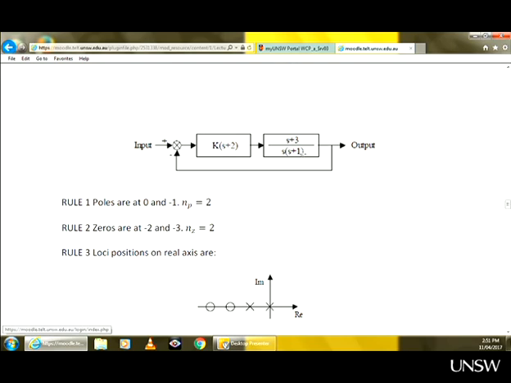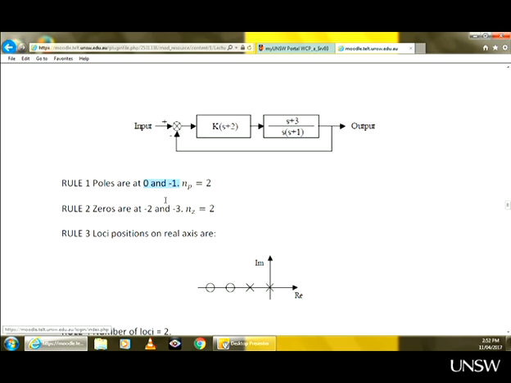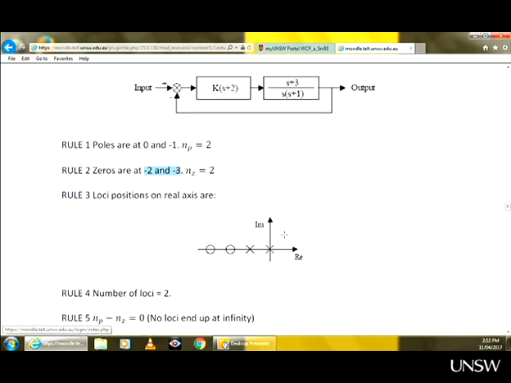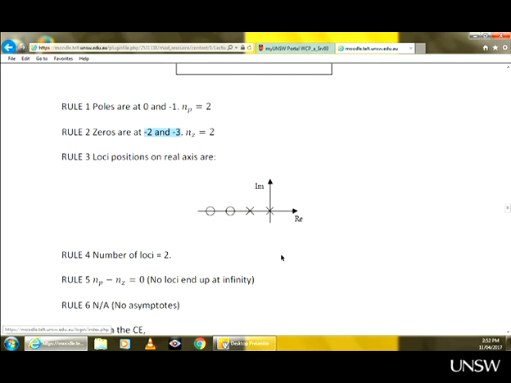Okay. Rule 1, where are the poles of the open loop transfer function, or where are the starting points? s equal to 0, s equal to minus 1. Those are the starting points of our root locus. The finishing points are where the zeros are. So you have one zero here and one zero here. So minus 2 and minus 3. So you have 2 poles, 2 zeros. So let's see where they are. The poles are at 0 and minus 1. The zeros are at minus 2 and minus 3.